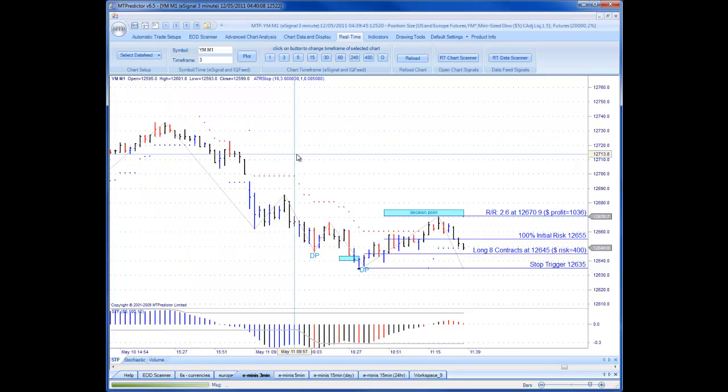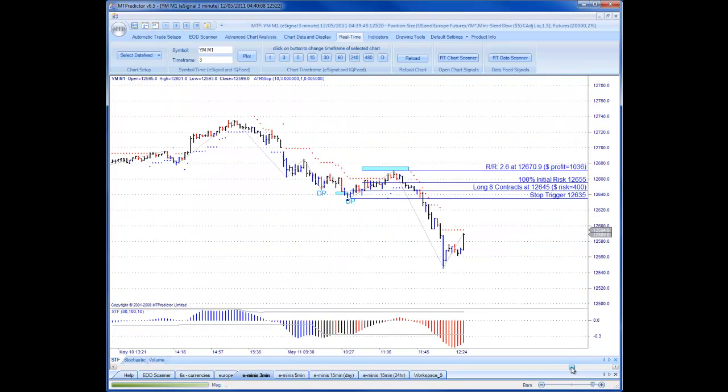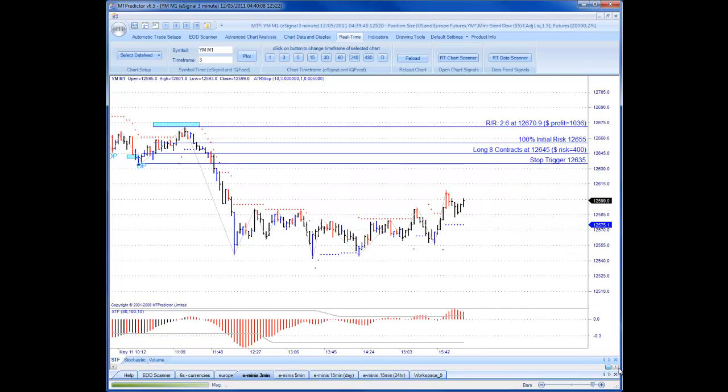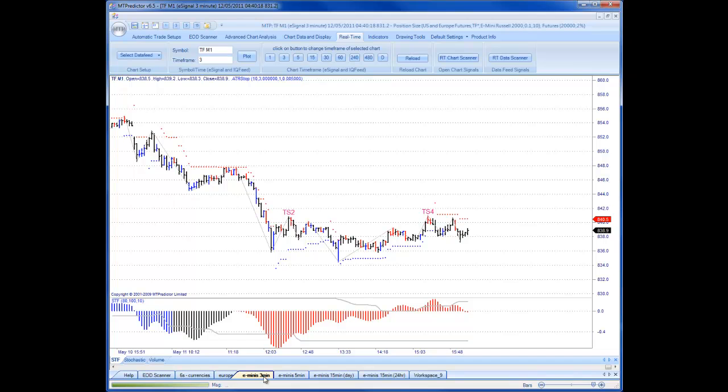Right, let's just zoom out again and see what happens the rest of the day. Nothing happens the rest of the day. Let's go and look at the NQ, sorry, not the NQ, the Russell.